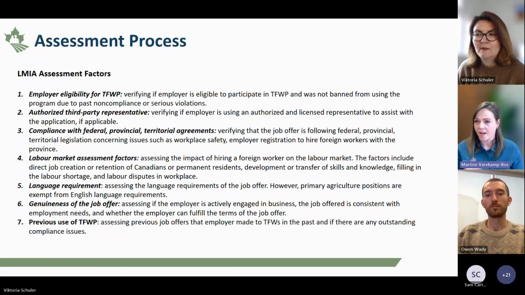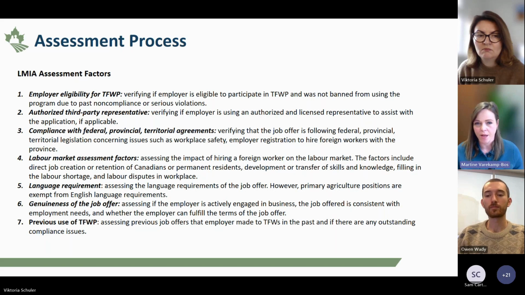They will look at if you've had previous temporary foreign workers, have you had compliance issues in the past? If you've had compliance issues in the past, you probably will receive some additional questions to make sure that you are now compliant. And the one thing that we didn't really talk about yet is transportation.